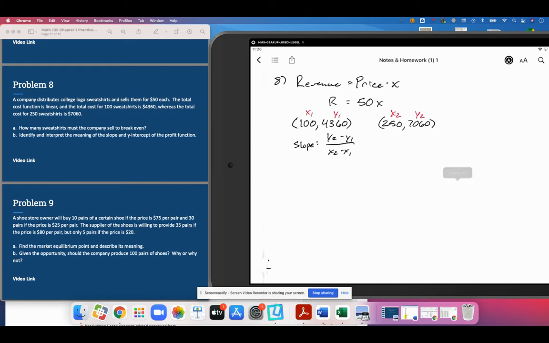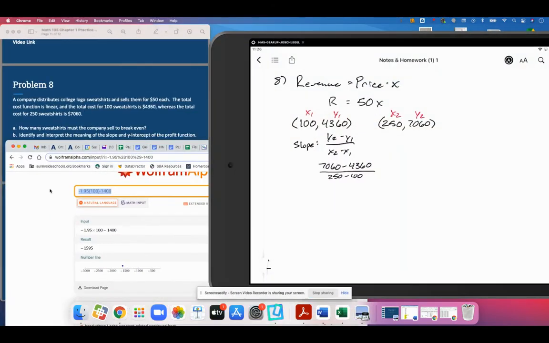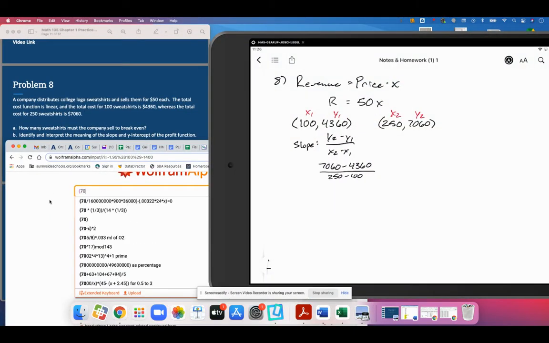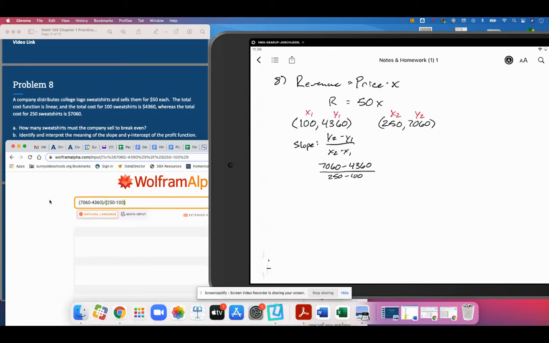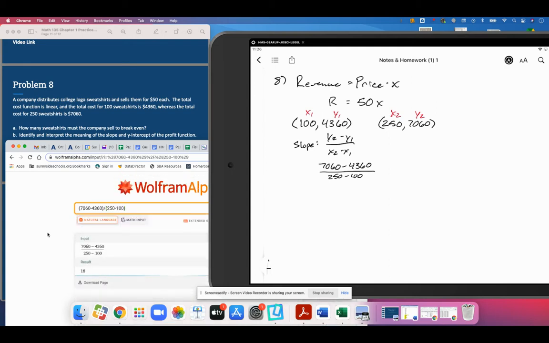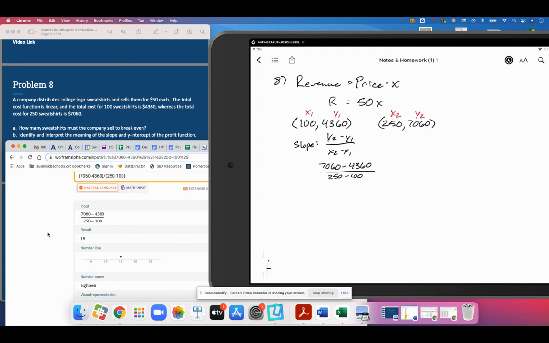And we're going to get y2 minus y1 is 70.60 minus 43.60 over 250 minus 100. So in Wolfram, we're going to go ahead with our 70.60 minus 43.60 divided by 250 minus 100. And we end up with a slope of 18.